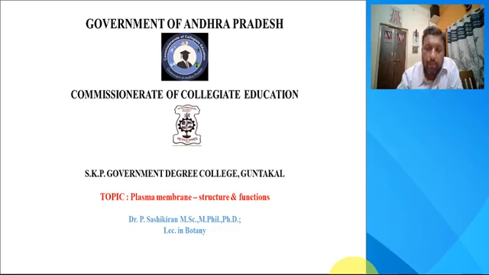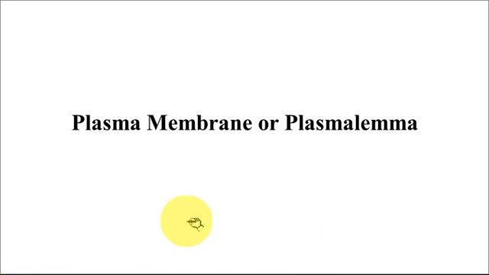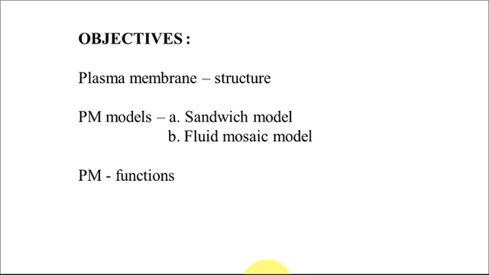Today's topic that we'll be discussing is about plasma membrane, its structure and functions. The plasma membrane, you can also call it plasma lemma. The other name for plasma membrane or cell membrane is plasma lemma. The objectives of today's lesson are: one is the plasma membrane structure, another one is the plasma membrane models that were proposed. There are two models, one is the sandwich model and the fluid mosaic model. Third one is the plasma membrane functions.